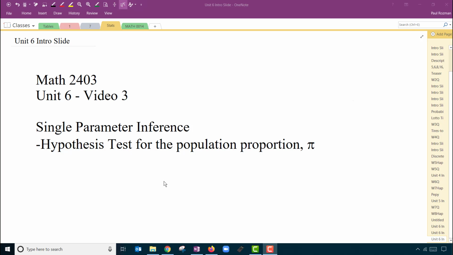Last time we were doing confidence intervals for the population proportion, so many of these things should seem familiar. However, the hypothesis test process is a little more involved. It's a formal process for testing claims about population proportions. So let's get to it.